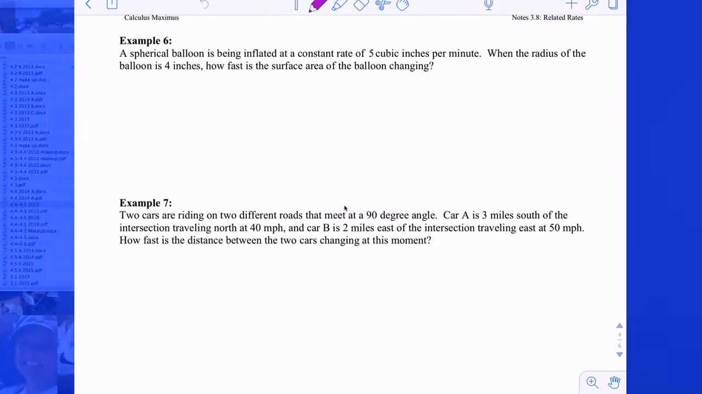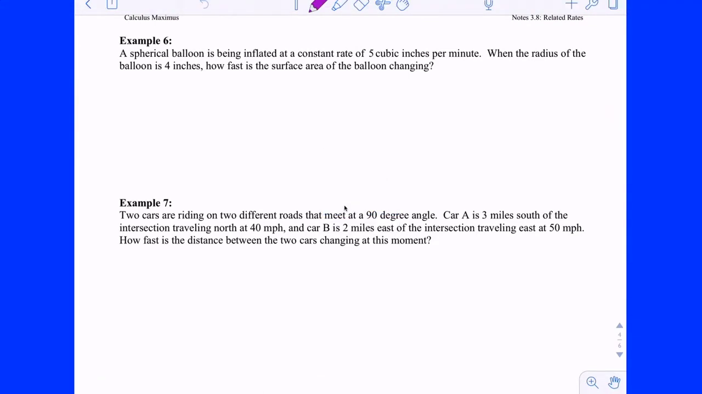Infuriating? All right, we're going to move a little bit more quickly here if we can, but not at the risk of not understanding though. We've got a spherical balloon that's being inflated at a constant rate of 5 cubic inches per minute. So this is kind of how we started this section. When the radius is 4, how fast is the surface area changing? That one makes it a little bit more interesting.